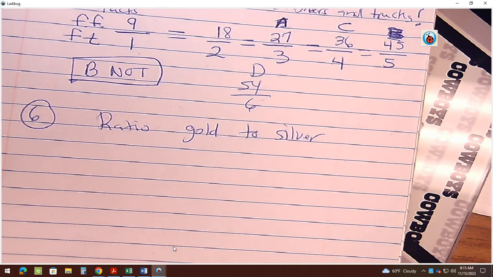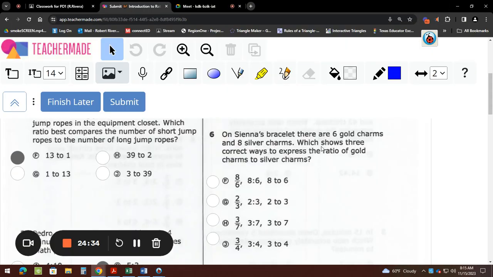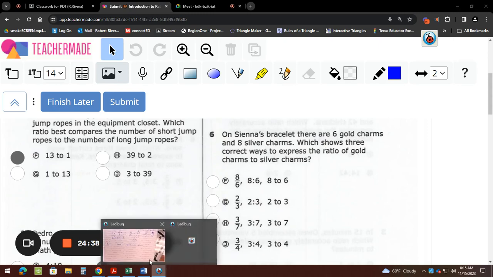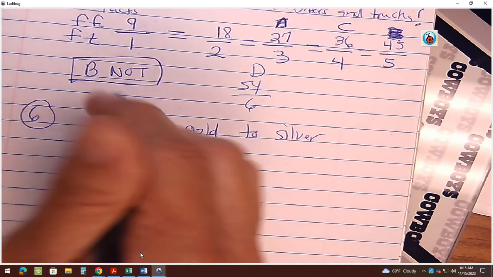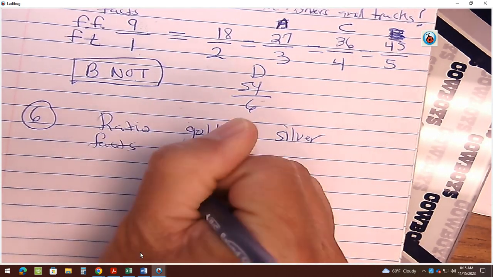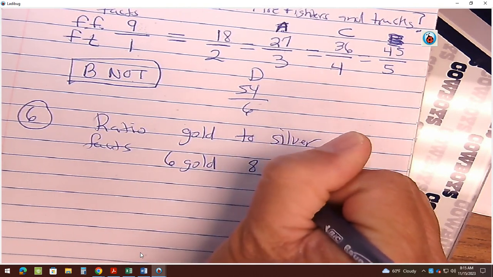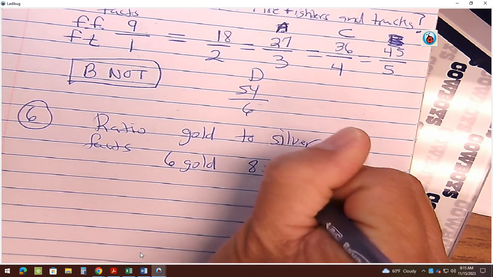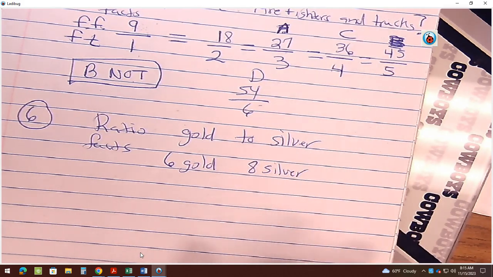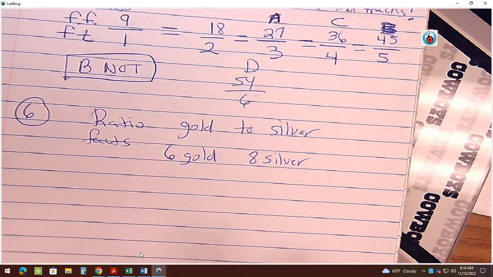Facts. The facts are, there's going to be 6 that are gold and 8 that are what? Silver. So let me put that. Facts. 6 gold, 8, it was 8, right? Silver. 6 de oro y 8 de plata. Okay?